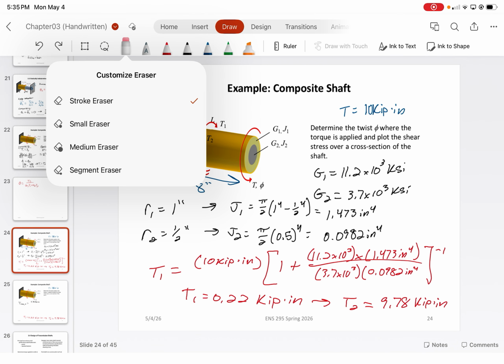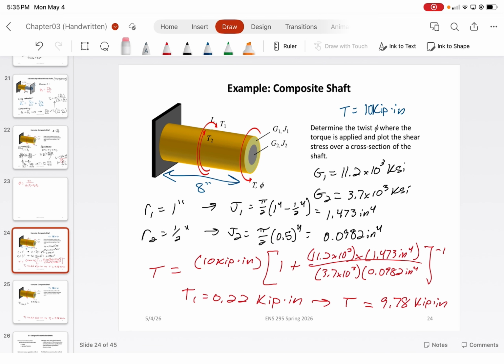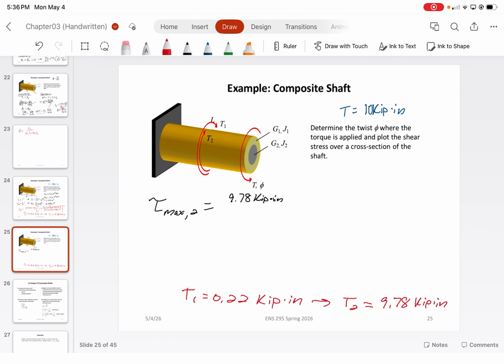So technically, this should be T2, that's T1, and that's T2. No, that's still wrong. T2 and T1. I would expect that because we specified that the outer shell of the element is stiffer, so we would expect a lot more torque to go towards the outer element. That's why. So that's just a quick correction. That's T2 and that's T1.